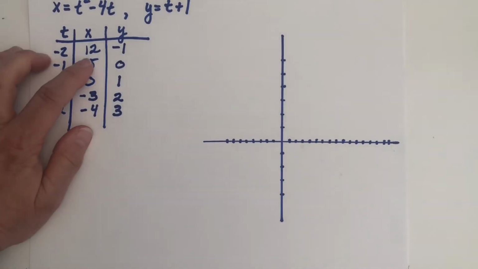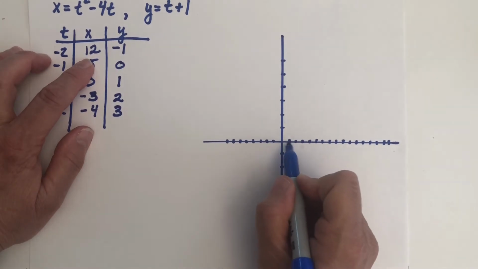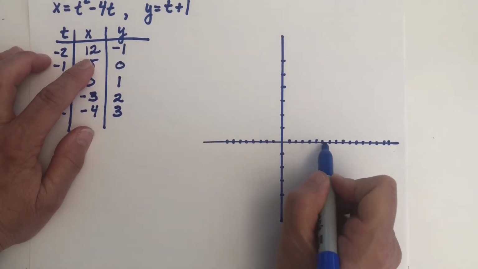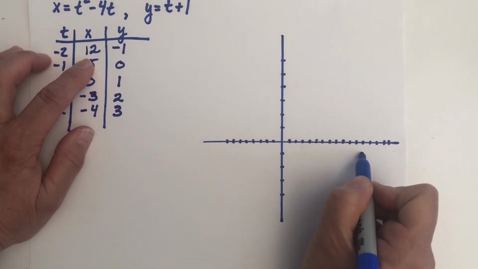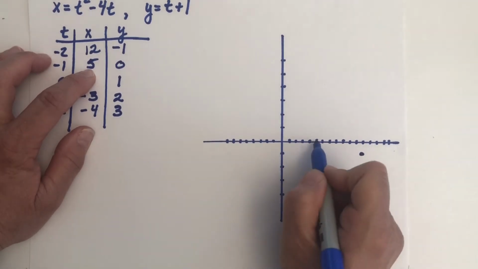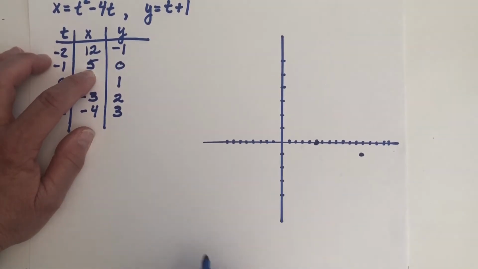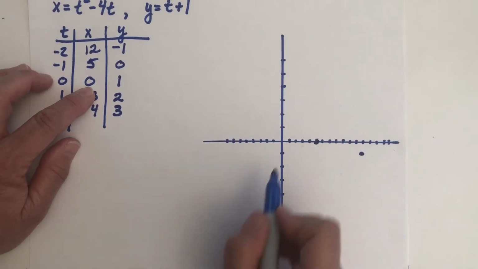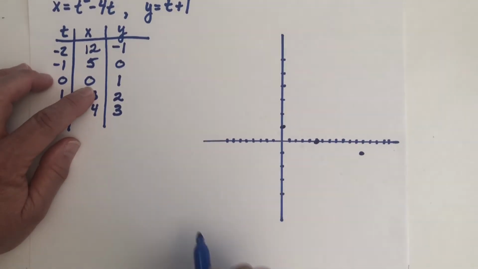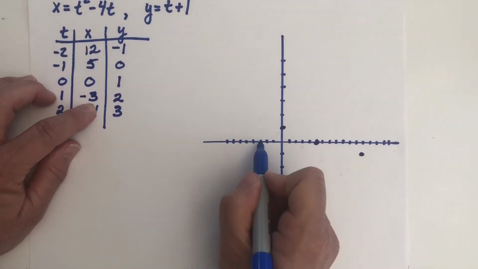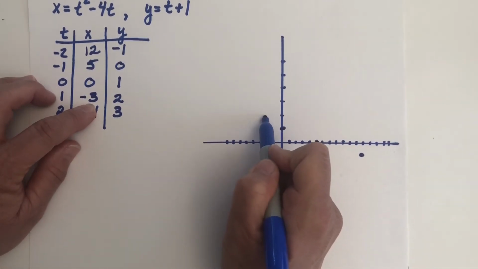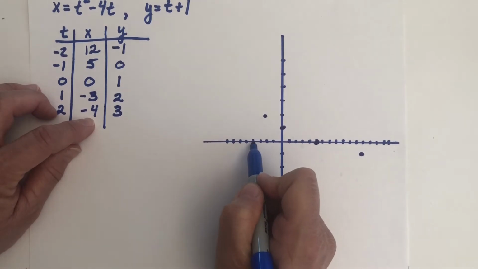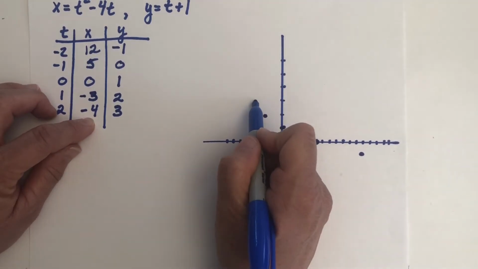So let's see. 12, -1. 1, 2, 3, 4, 5, 6, 7, 8, 9, 10, 11, 12. -1 is about right here. 5, 0, right here. 0, 1 is here. -3, 2 is here. -4, 3 is here.